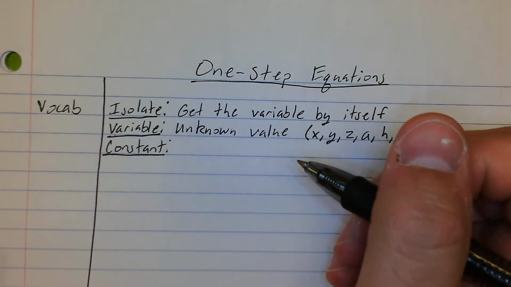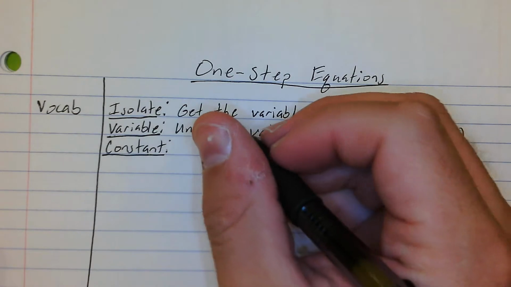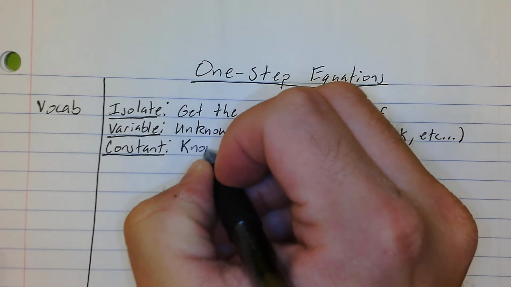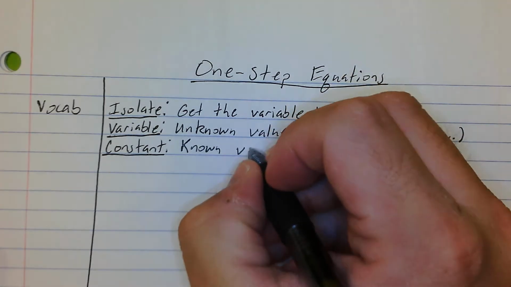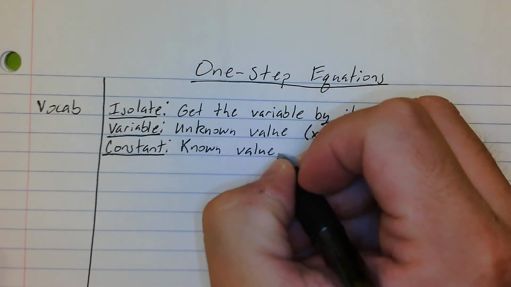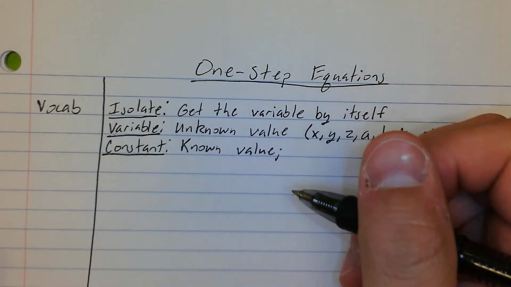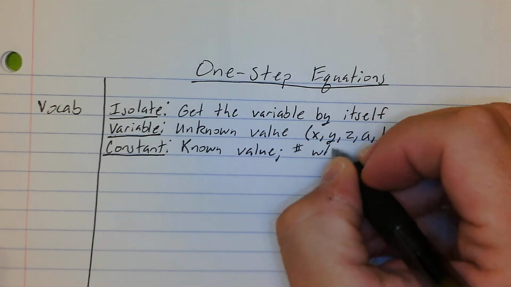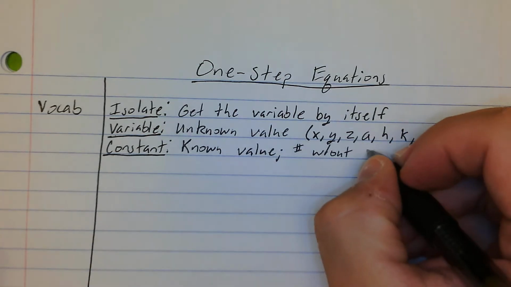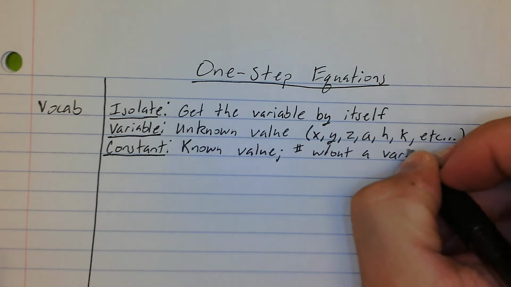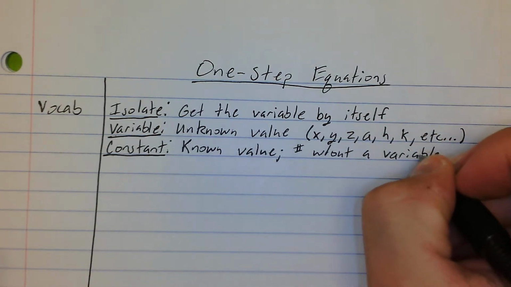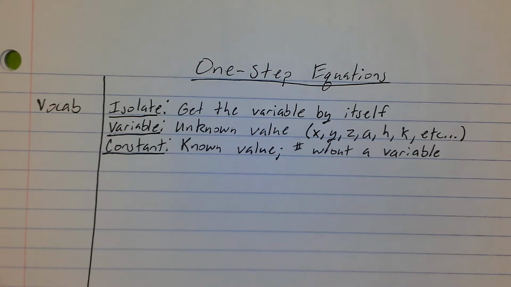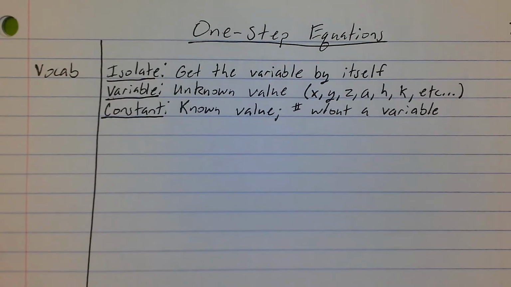Constant. What is a constant? Well, if a variable is an unknown value, a constant is a known value. It's a number that does not change. It's a number without a variable. So it's a constant, does not change. We know what the value of the constant is. We can quantify it.